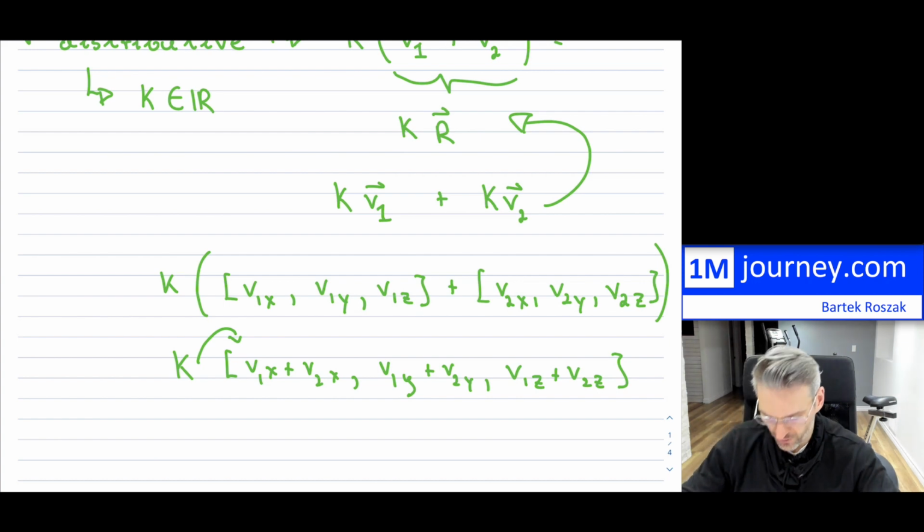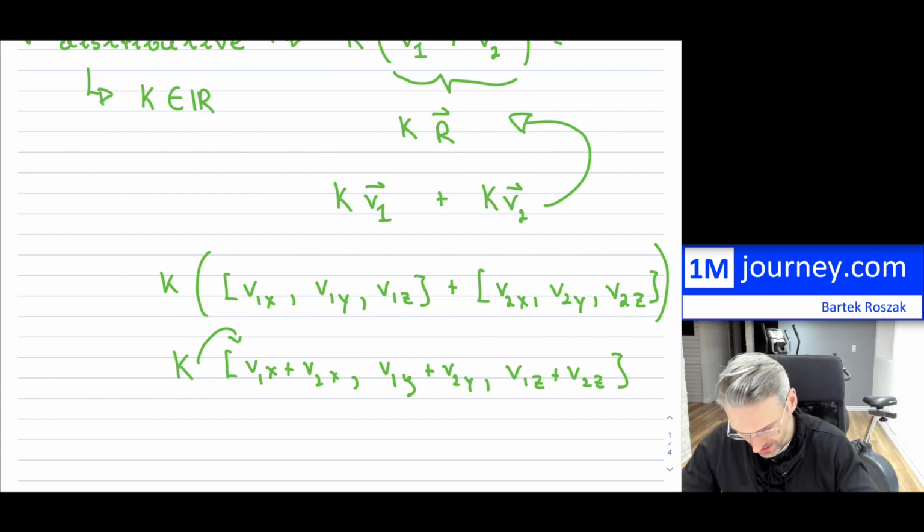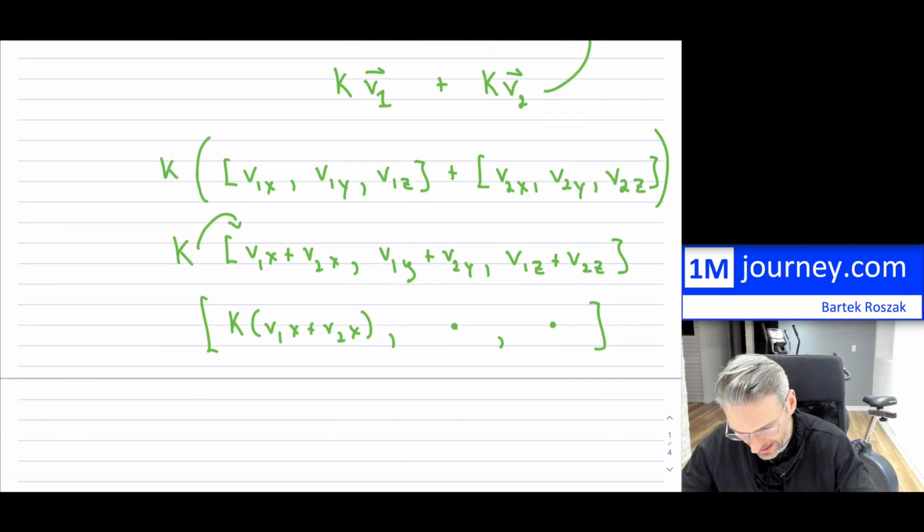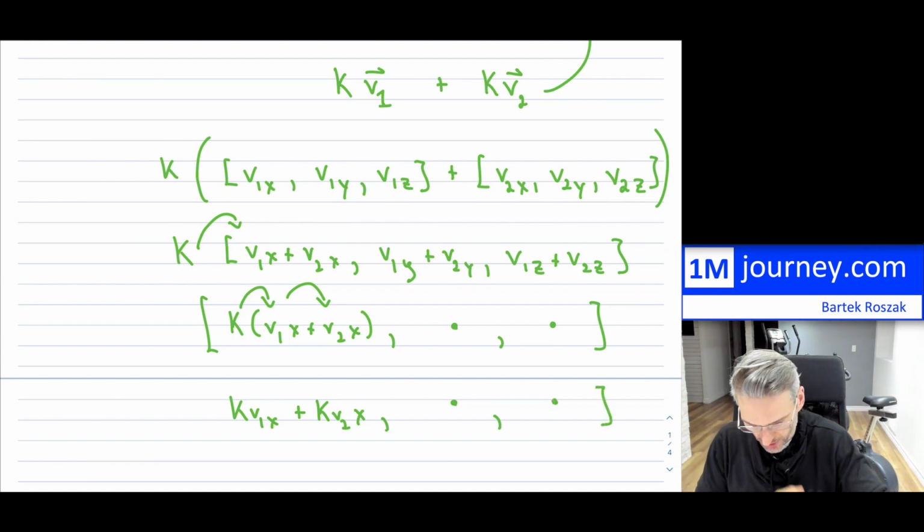We know that if we have one singular vector, we are simply scaling each of its components. So that component would have been k times v1x plus v2x. I'm going to just do one component. The same thing would happen for the y and for the z component. And what I wanted to show you is that the addition is nothing else but the distribution across here. So you would have k times v1x plus k times v2x. And then the same thing would happen with the y component and with the z component.